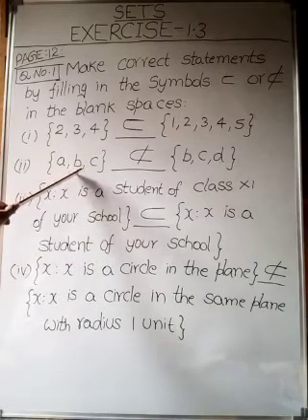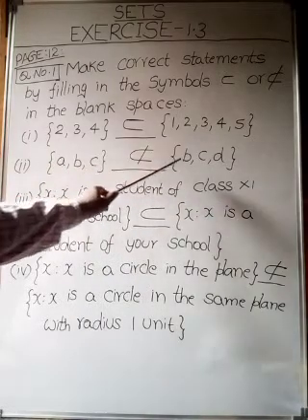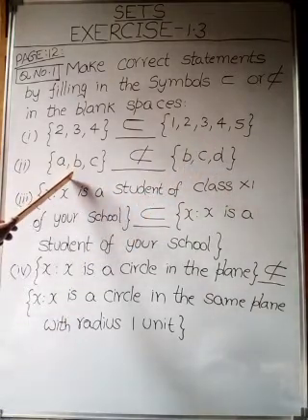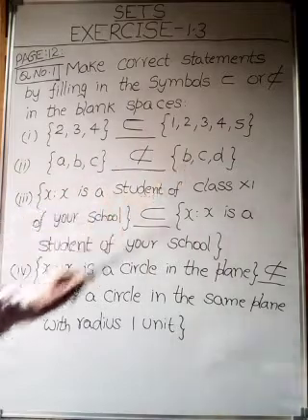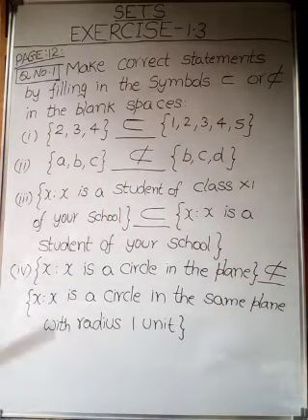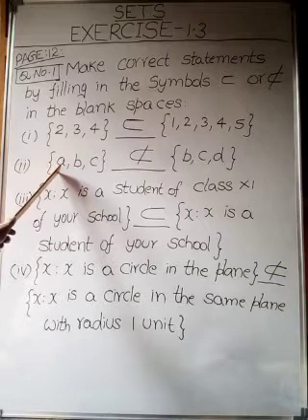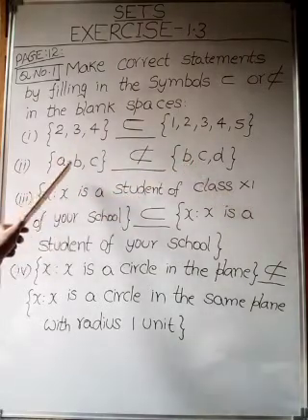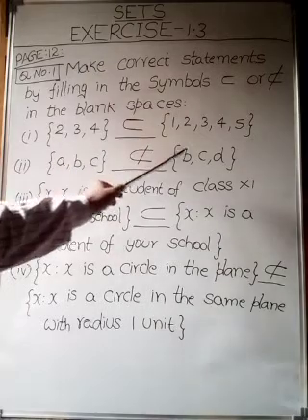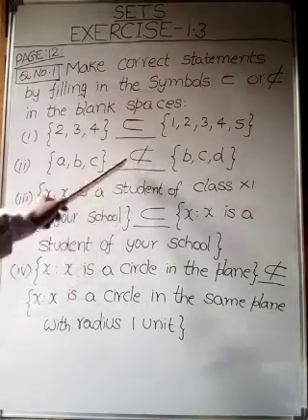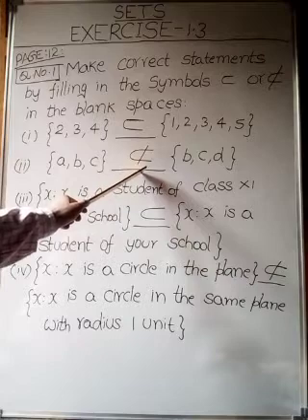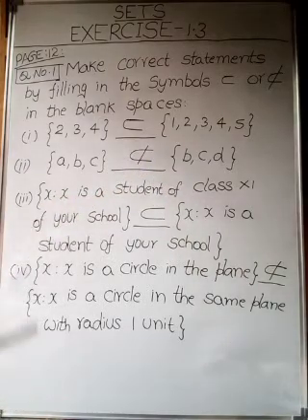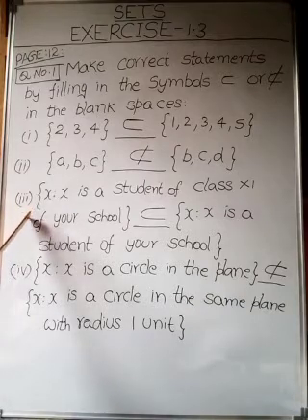Set {A, B, C} and set {B, C, D}. Is the first a subset of the second set? No, because here A is an element in this set, but it is not an element in the second set. So this first set is not a subset of the second set. So we have written the not-subset symbol here. Understood this question, my dear children? Right. Now come to the next question.